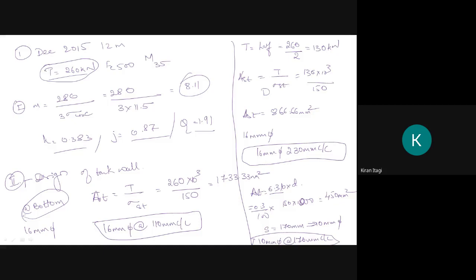What is the formula for T? I will write it down one second. T is given by sigma into h into d upon 2, correct? But he has directly given the value of T, so it is not necessary to determine the value of h and d. So we have directly taken the T. For the bottom we have taken the full T. We assume that this is the approximate method, not the IS standard method. So we assume that at the middle portion it will be half.